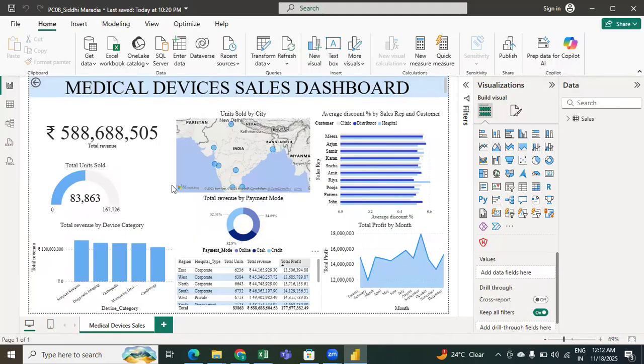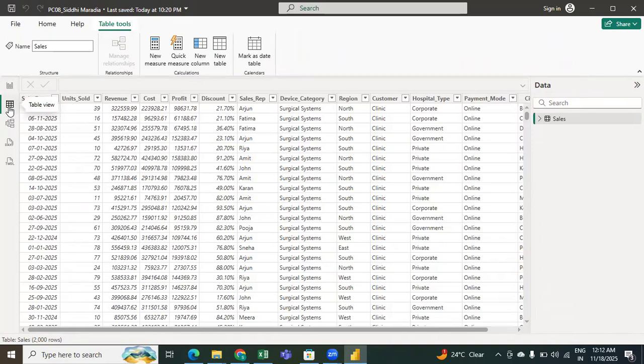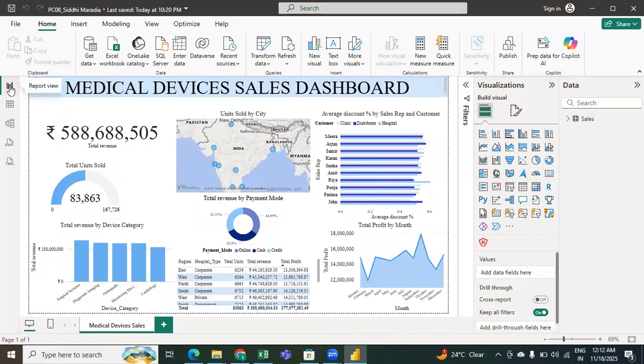Through Get Data, we load our data from Excel into Power BI, and then we can see the same data in tabular form. Once the data is loaded, we can see there are 2000 rows. After this, we transform the data to clean it. If there are any duplicates, we remove them, and then we go on to create our dashboard.